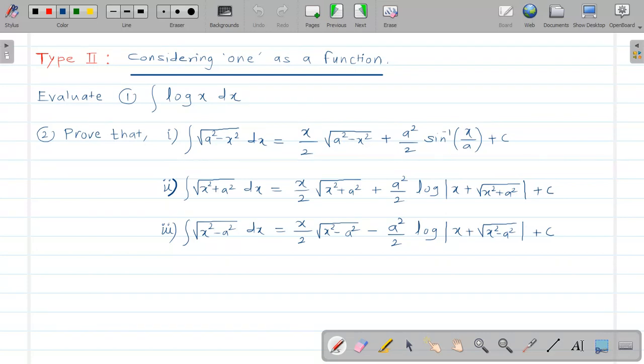So in all these 4 cases, we will evaluate the integration of all 4 functions by considering 1 as a function. So now let us see, we will solve some examples related to type number 2. Okay.